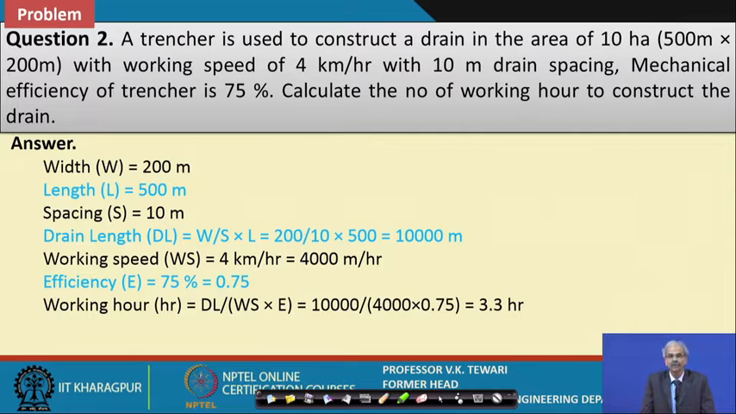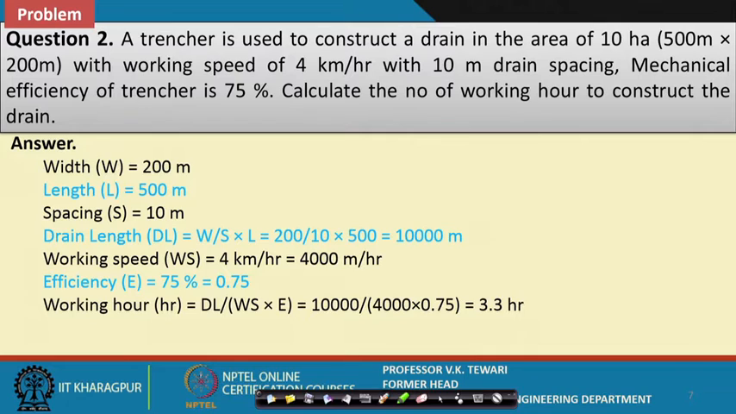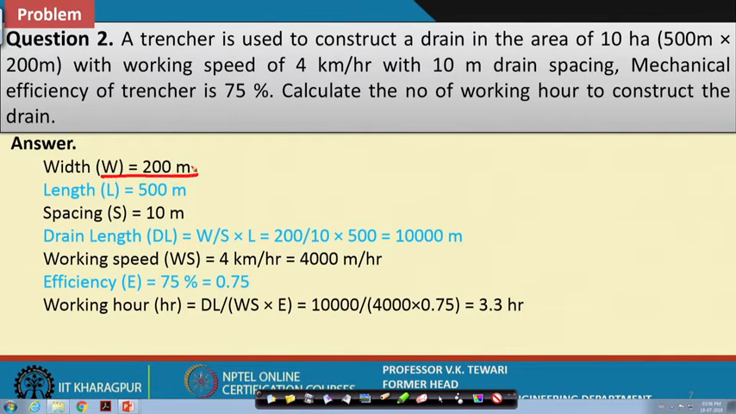It's a very practical problem, because as an agriculture engineer you will be faced with such situations, and then you need to look for the machines, the number of machines, and the size of the machines when you have to do these jobs. If you see what is given here, the width is 200 meters, the length is 500 meters, which gives the area. Spacing is very important. What is the spacing of the drain? It is about 10 meters.